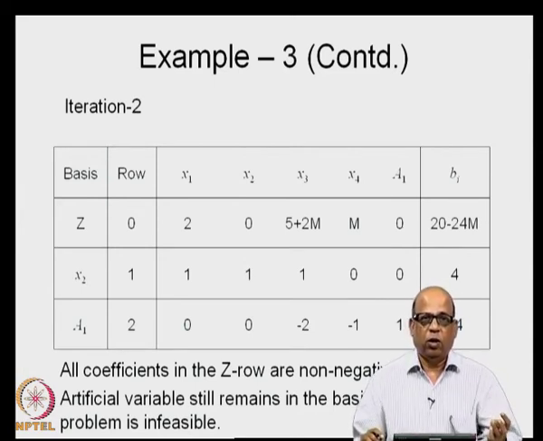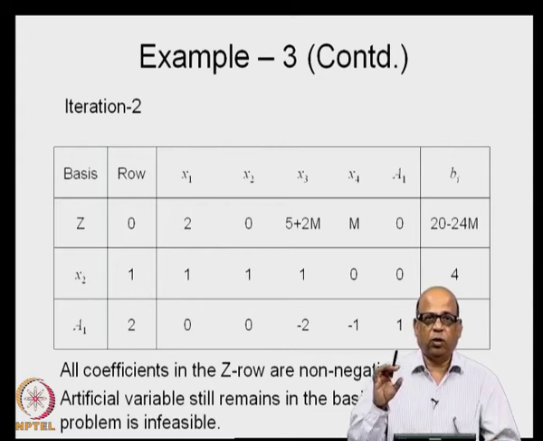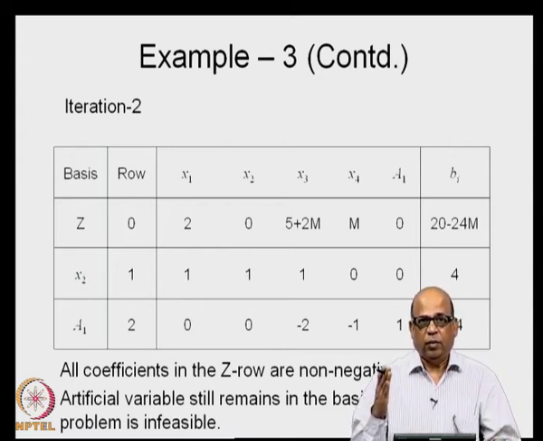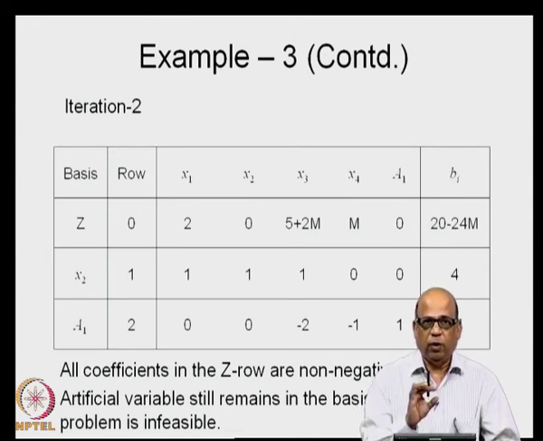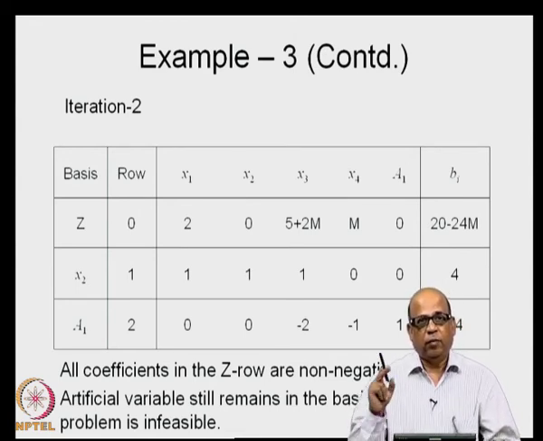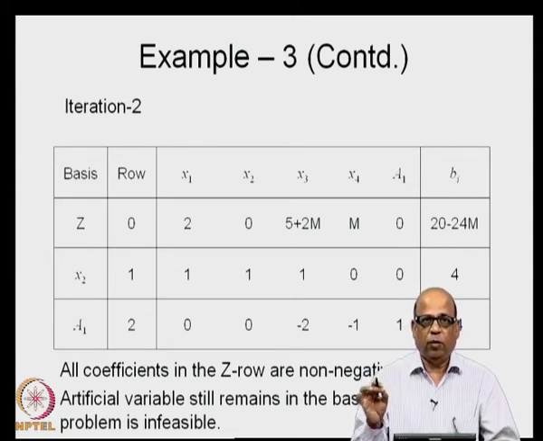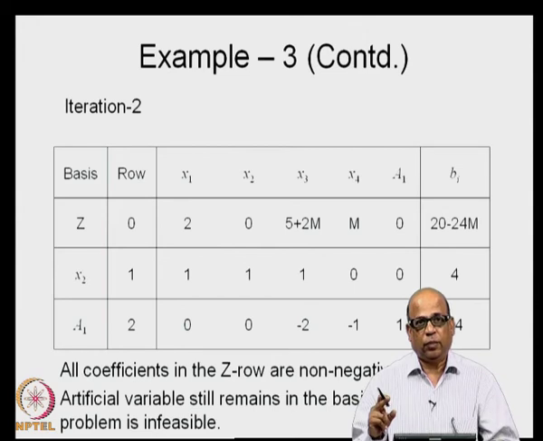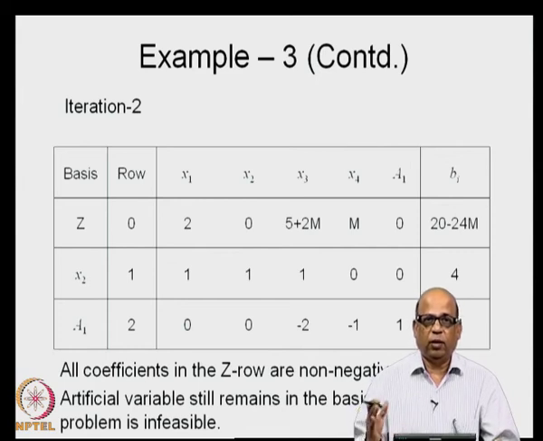So, you now know how to identify multiple solutions. You identify multiple solutions when, in the final tableau, by which I mean when you have met the optimality criteria, the coefficient in the z row corresponding to one of the non-basic variables is 0. That is when you say that there are multiple solutions, and you know how to generate multiple solutions.